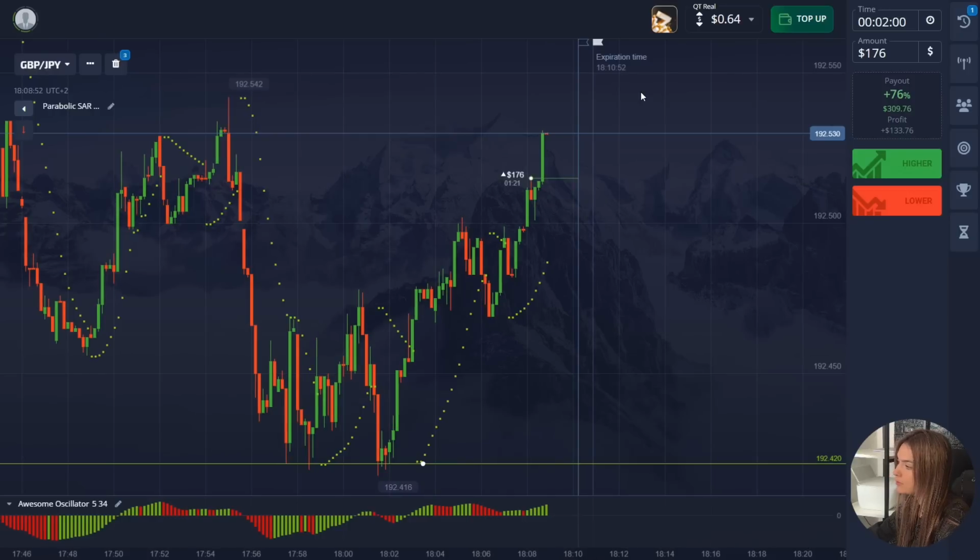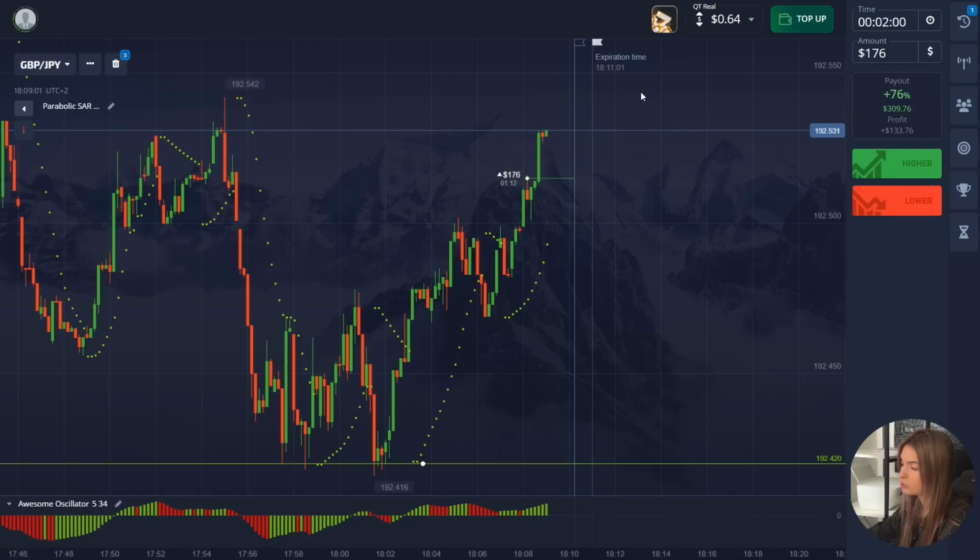Right now we already have an impulsive green candle on the chart. Also, in this situation we took 2 minutes, taking into account the price may fall into the pro trading zone or a pullback will happen. So guys, let's just watch the chart and wait for the result.